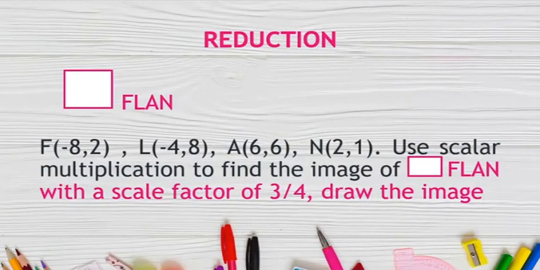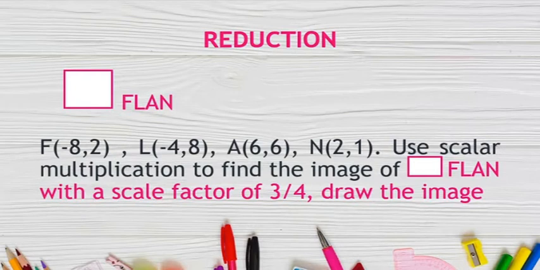Alright, so now let's proceed to our next example, which will be a quadrilateral. So for reduction of a quadrilateral, we have here the quadrilateral FLAN, wherein point F has the coordinates of negative 8 and 2, point L has the coordinates of negative 4 and 8, point A has the coordinates of 6 and 6, and point N has the coordinates of 2 and 1. So just like before, we will be using scalar multiplication to find the image of the quadrilateral FLAN with a scale factor of 3/4.